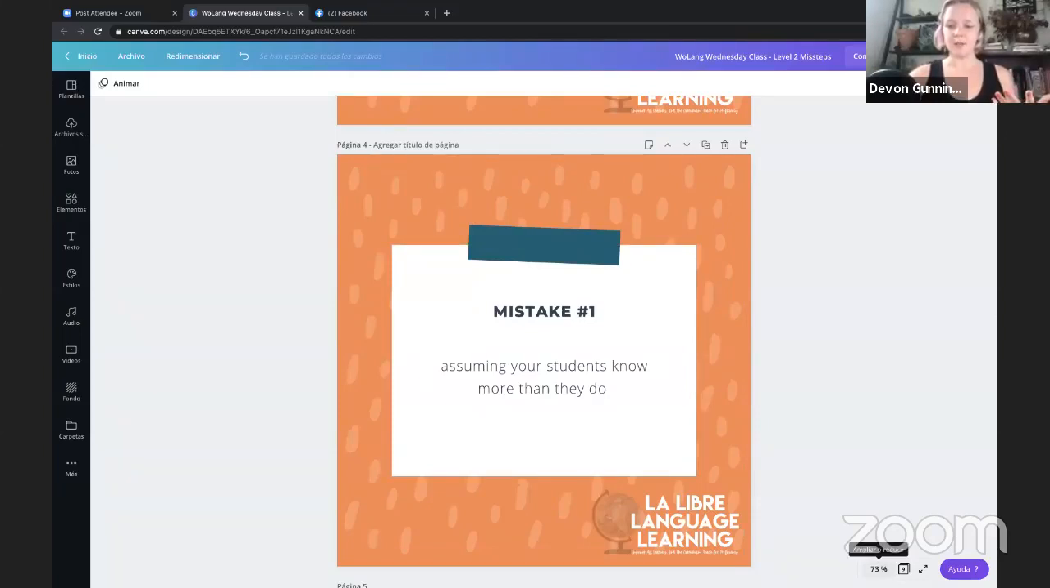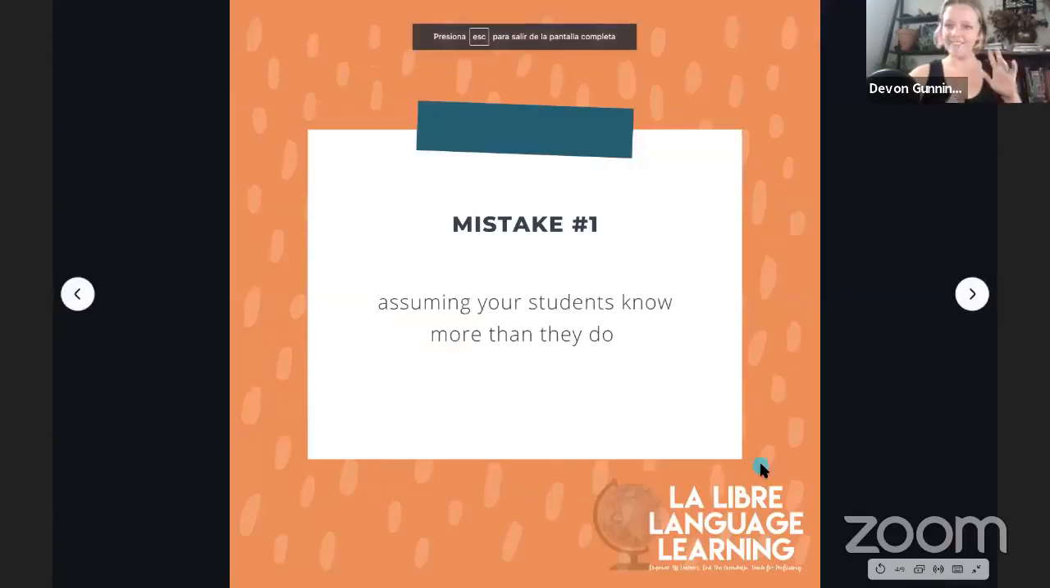Let me see if I can make this a little bit bigger. Which one will do that? Let's try this. Oh, there we go. Is that better? I think that's better.